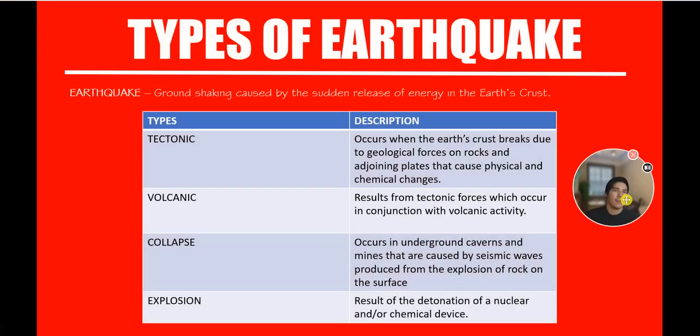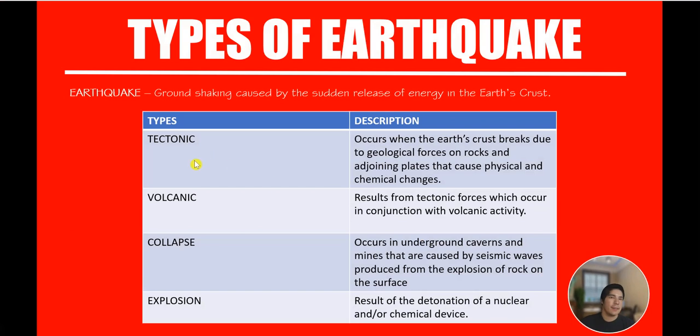So, we have these types of earthquakes. So, earthquake is the ground shaking caused by the sudden release of energy in the Earth's crust. So we have this tectonic earthquake. Of course, when the Earth's crust breaks due to geological forces on rocks and adjoining plates that cause physical and chemical changes. We have also this volcanic earthquake results from tectonic forces which occur in conjunction with volcanic activity.